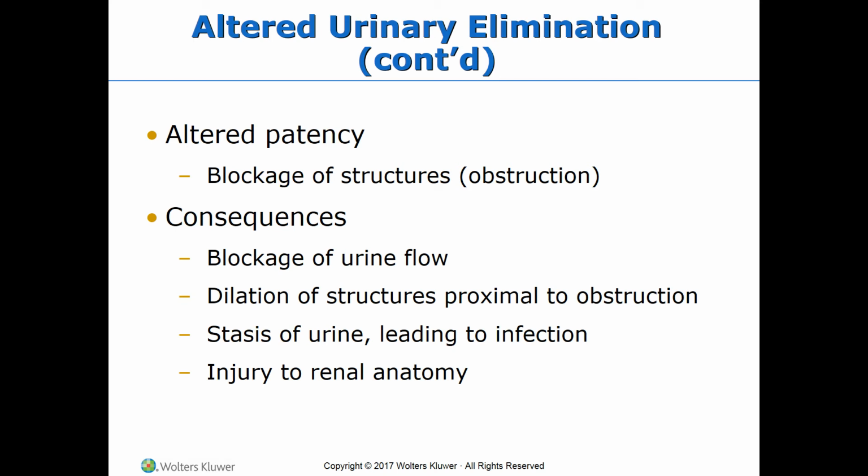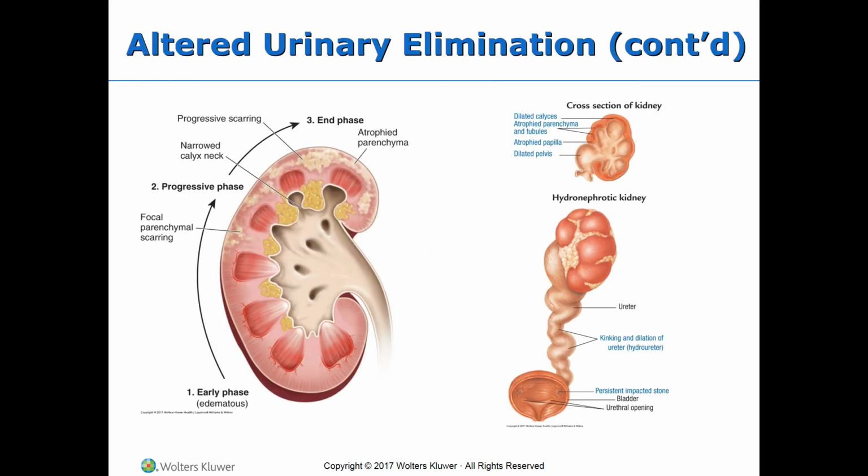Whenever you have stasis of the urine or stagnation, whenever the urine doesn't flow, you have greater chances of having infection, because the urine, as it's flowing from proximal to distal, is having a flushing action. So it's basically flushing away microorganisms. And then you have injury to the structures within the kidneys. So this is an example of hydronephrosis.